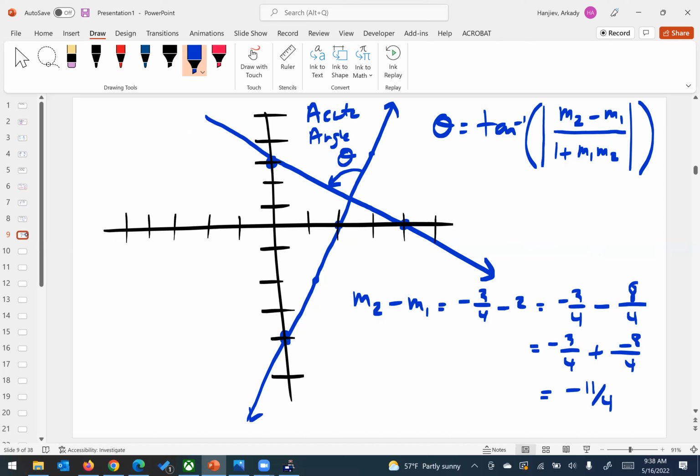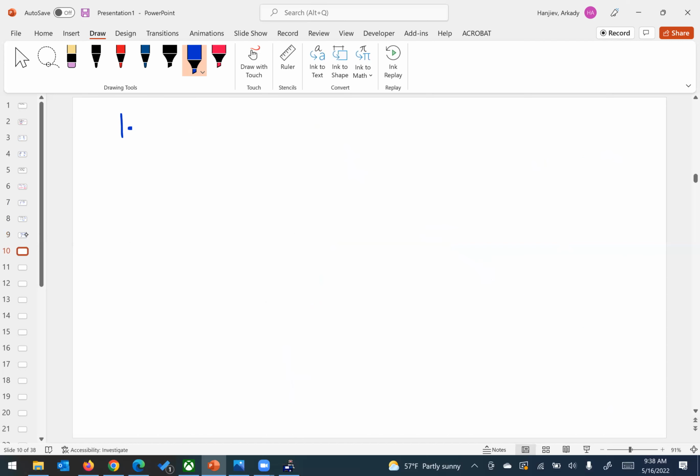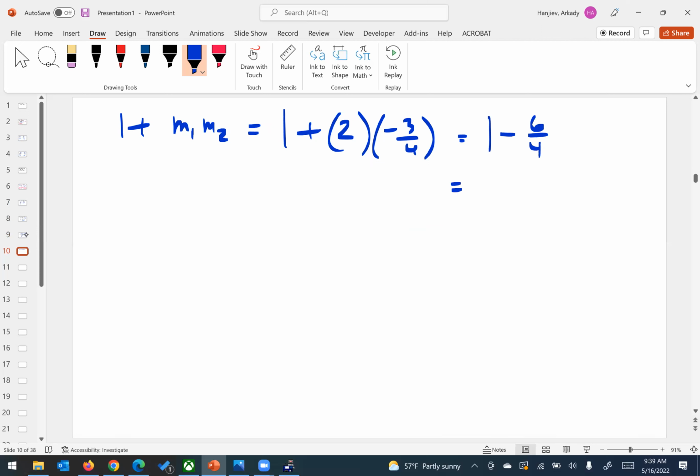Now we need 1 plus M1 times M2. So let's do that one here. 1 plus M1 times M2, and we'll take the absolute value afterwards. What's M1 again? M1 is 2. Thank you. Multiplied by -3/4. Perfect. So 1 minus 6/4, so this is 4/4 minus 6/4 makes -1/2.